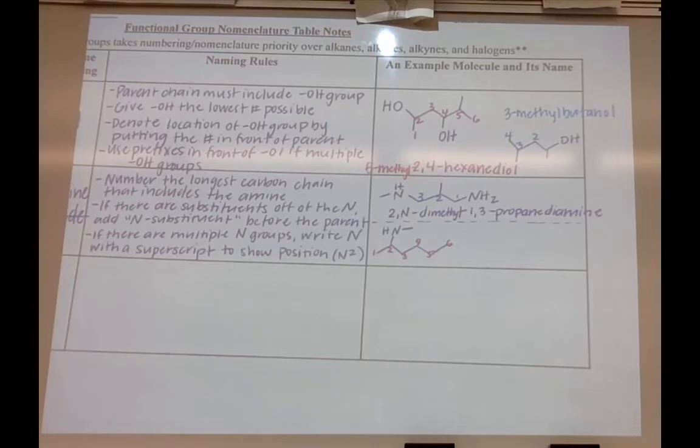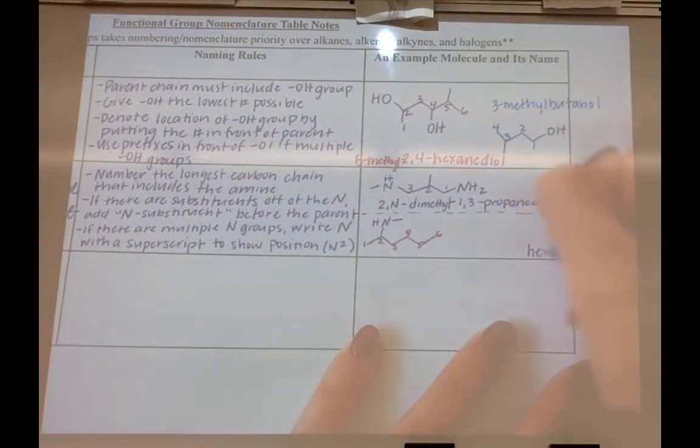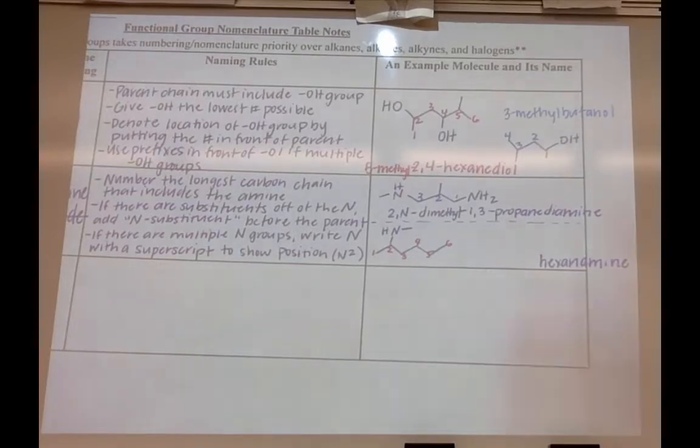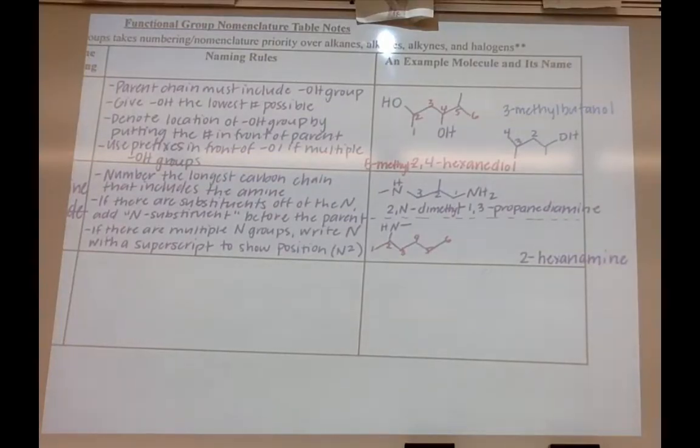6 carbons, all single bonded together would be what? Hexane. When you don't have a prefix, you just drop the E. So our parent name here would be hexanamine. You do want to tell where the nitrogen is. So what carbon is the amine group off of? 2. So the parent chain is 2-hexanamine.